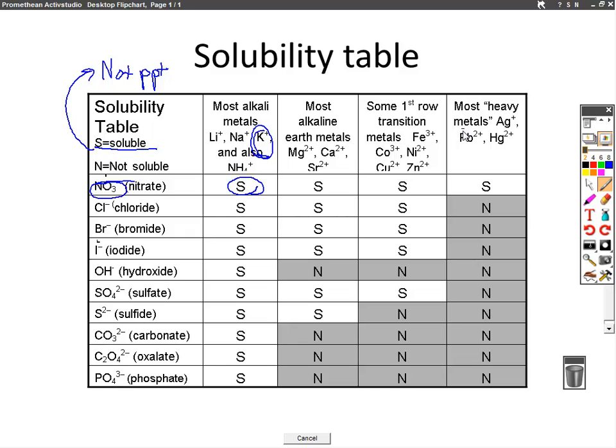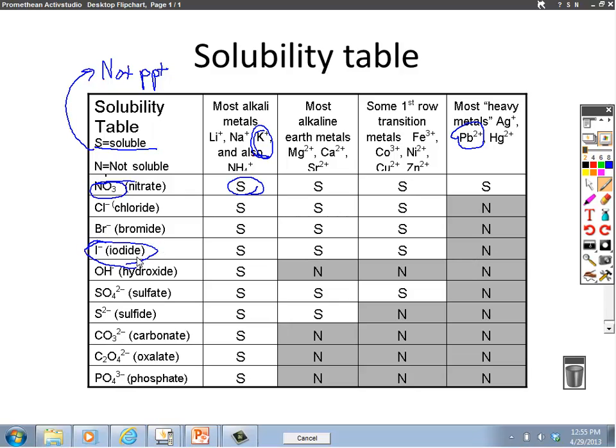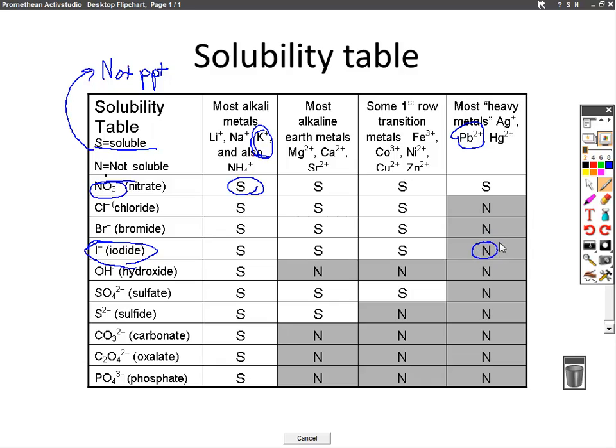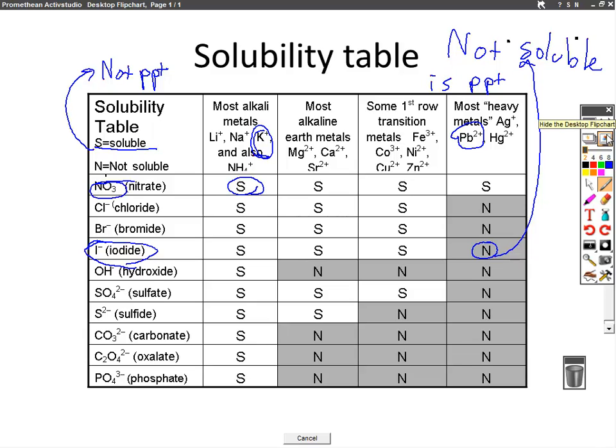Now let's take a look at the other one. Let's not just use process of elimination. We have lead right here and iodide right here, lead iodide. And we consider this right here, not soluble. N means not soluble, and that means it's our precipitate. It is our precipitate.